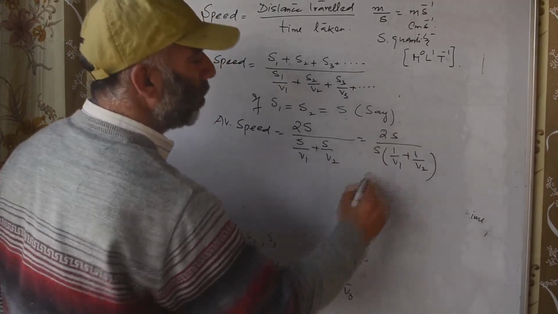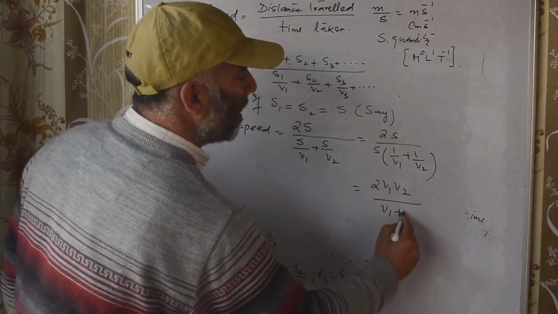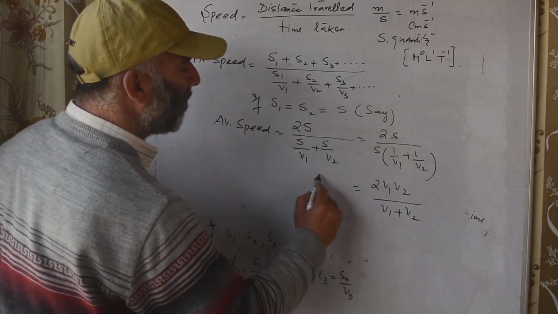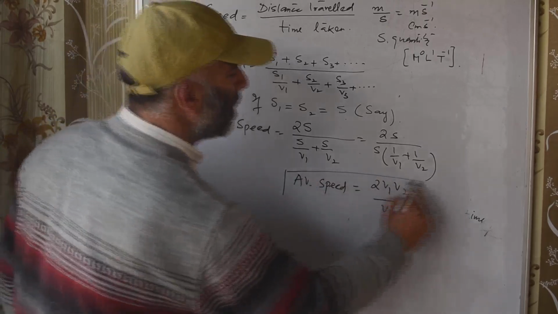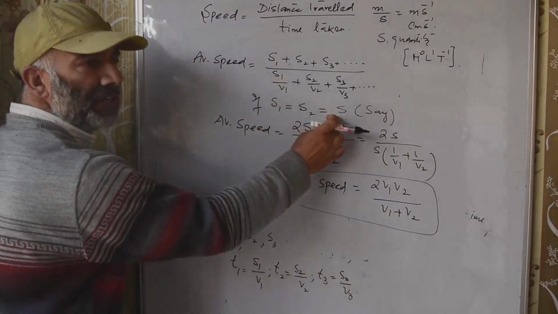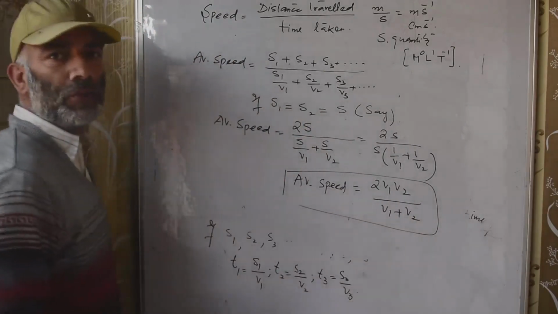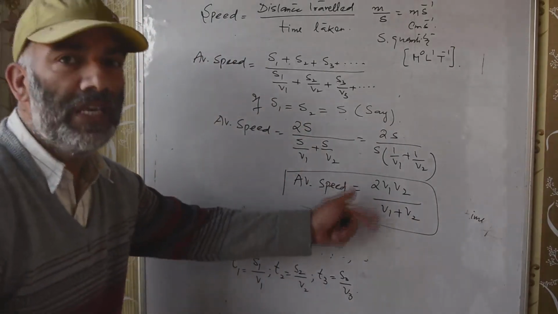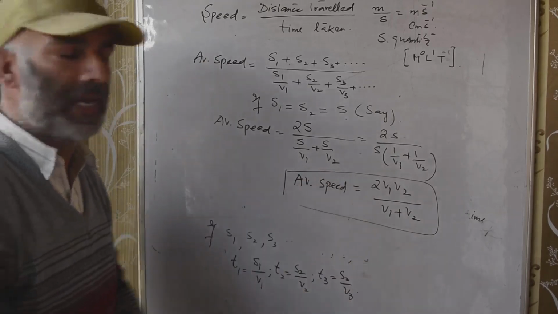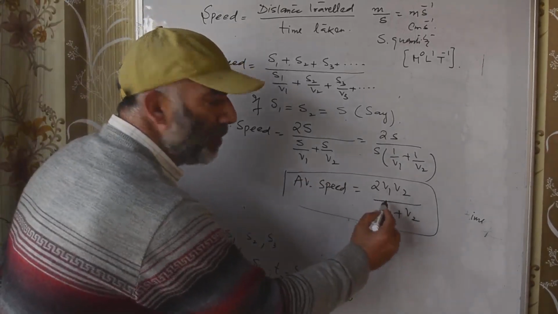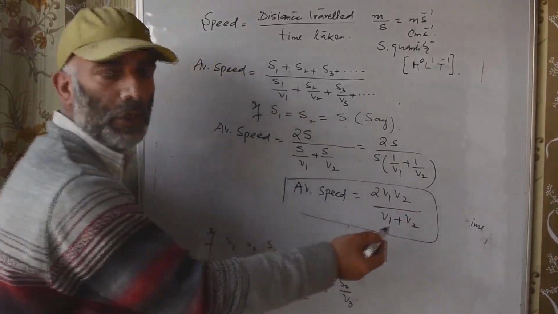S and S will go, that is 2 times V1 V2 by V1 plus V2. This is the average speed. In what case? If a body covers equal distances with different velocities. And this special formula is known as the harmonic mean of the velocities. So the average velocity or average speed here will be equal to the harmonic mean, 2 times V1 V2 divided by V1 plus V2.